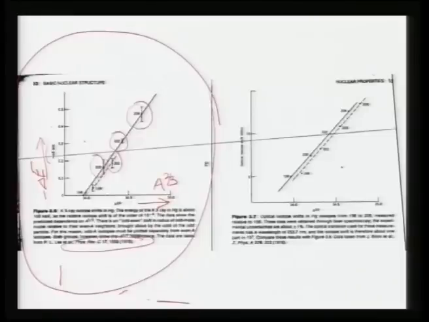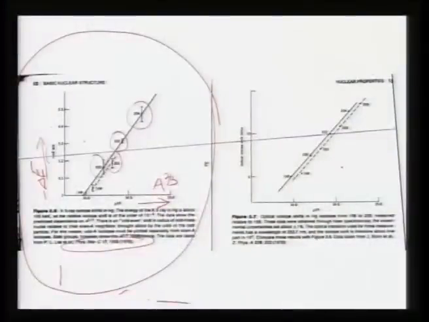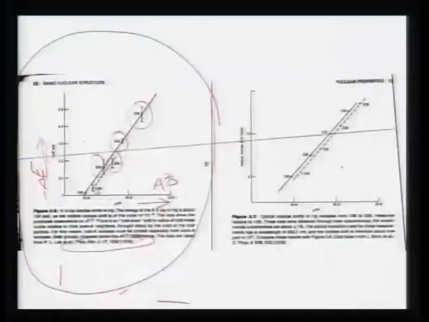Odd nuclei have slightly different behavior, even nuclei have slightly different behavior. So, the two odd isotopes 199 and 201, they are falling on slightly shifted, that line is slightly shifted. Although if you join these two, the slope is almost the same, right, the slope is almost the same. The even ones 198, 200, 202 and 204, they are falling on a nice straight line.